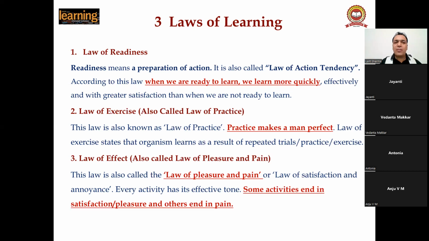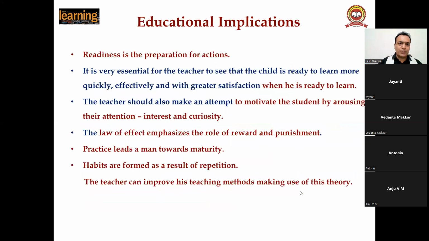The law of effect, also called the law of pleasure and pain. This law means the law of satisfaction and annoyance. If every activity has a desirable result, then we can say that it is a pleasure. If we don't get the result we expect, then it ends in pain. So we have come to know these 3 laws. And now the most important part, the educational implications.